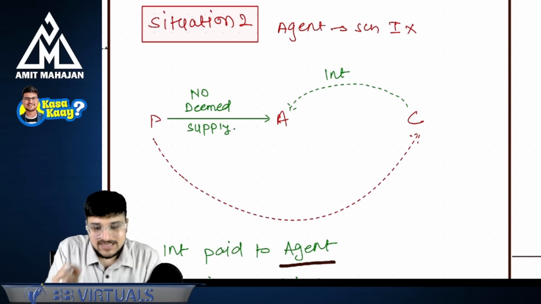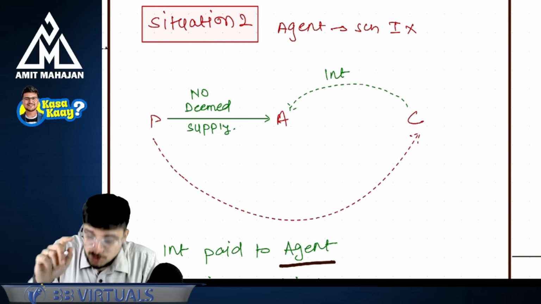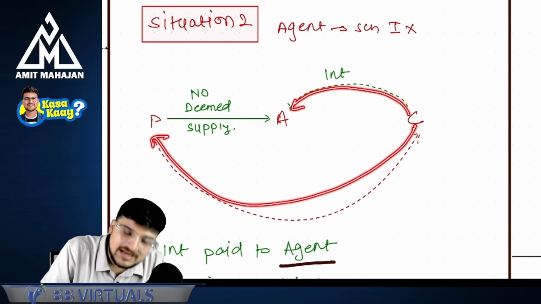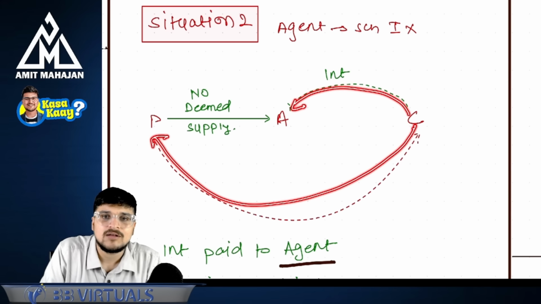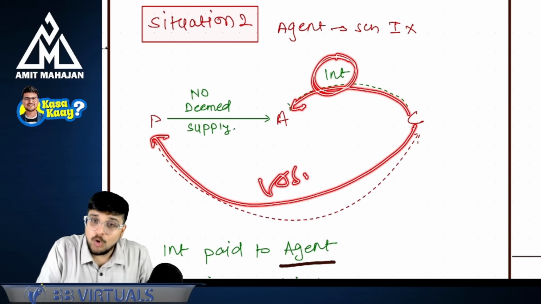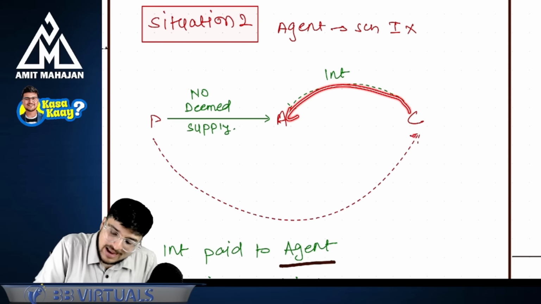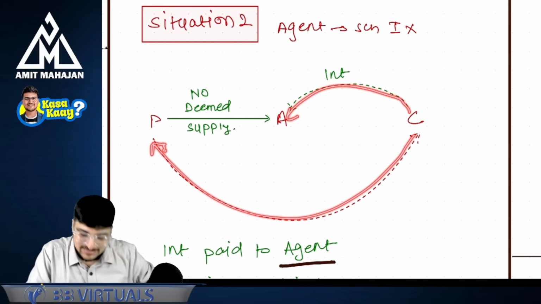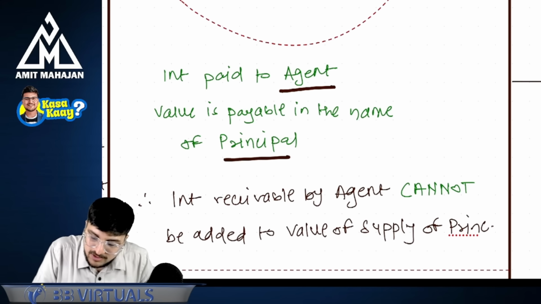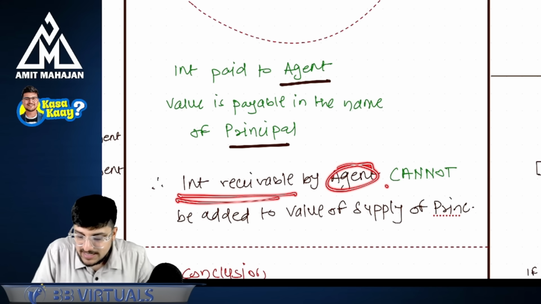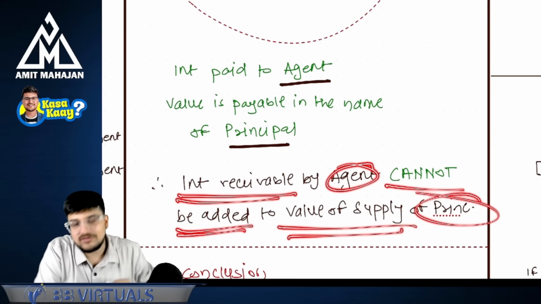You tell me one thing. In this case, is the agent raising an invoice in his own name? No. So can I say the payment of value is getting paid to the principal and the payment of interest is getting paid to the agent? So can we add this interest component in value of supply? No, because interest is getting paid to the agent and value is actually getting paid in the name of what? Principal. That's why interest receivable by the agent cannot be added to the value of supply of the principal.